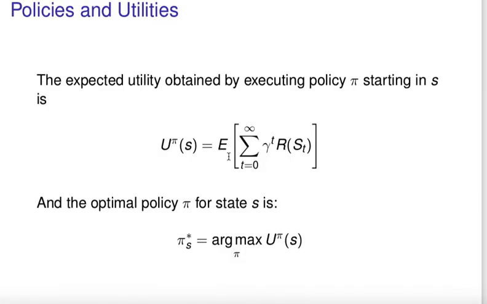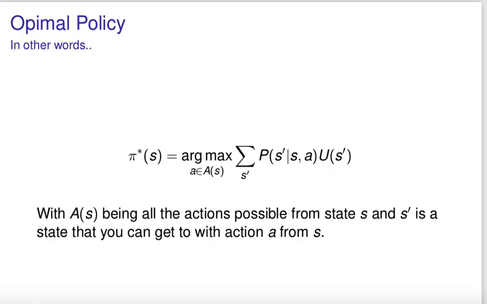Now, the optimal policy for a state S is the policy, in this case the action, that maximizes the utility of that state over all possible policies. So if I have a policy in a state, right, the robot can move forward, right, or left. Those are going to be policies for state S. The optimal policy will be the one that actually gives me the state with the maximum utility, okay? That's the maximum policy.